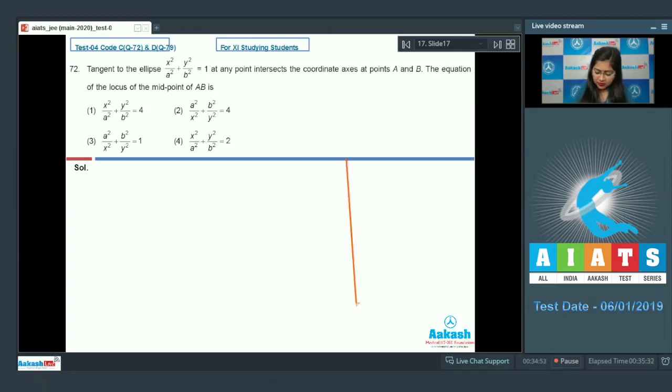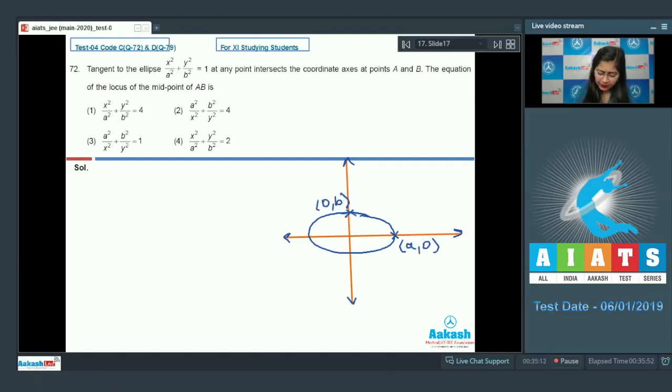So let us say this is the coordinate axes and this is the ellipse x²/a² + y²/b² = 1, where it is cutting the x-axis at (a, 0) and the y-axis at (0, b). So we have a tangent here which intersects the coordinate axes at A and B. So we have to find the equation of the locus of the midpoint of AB.